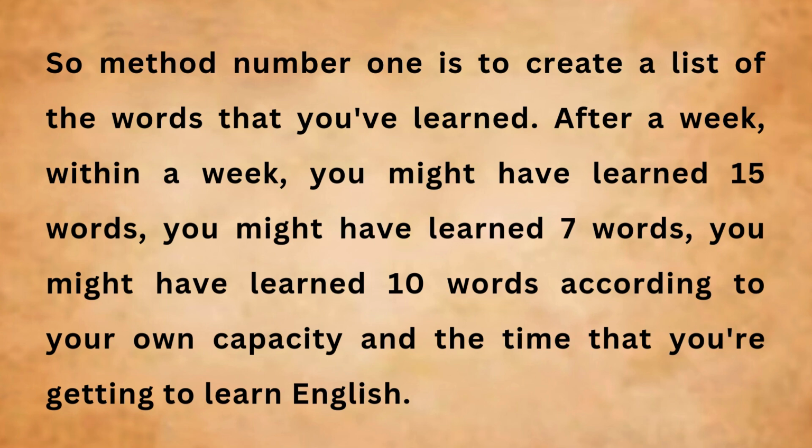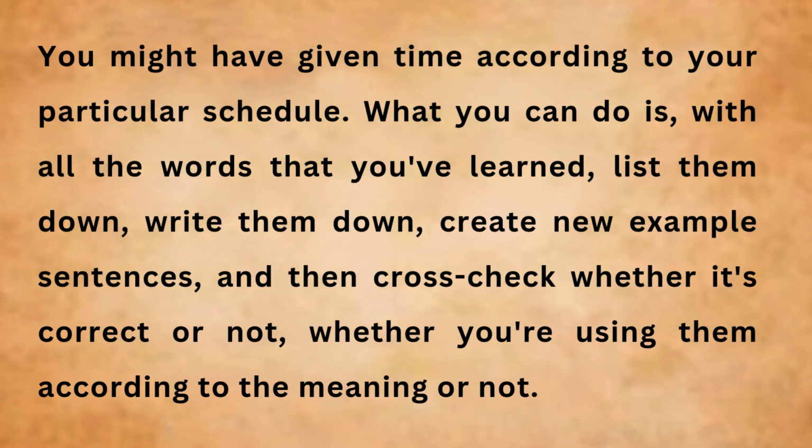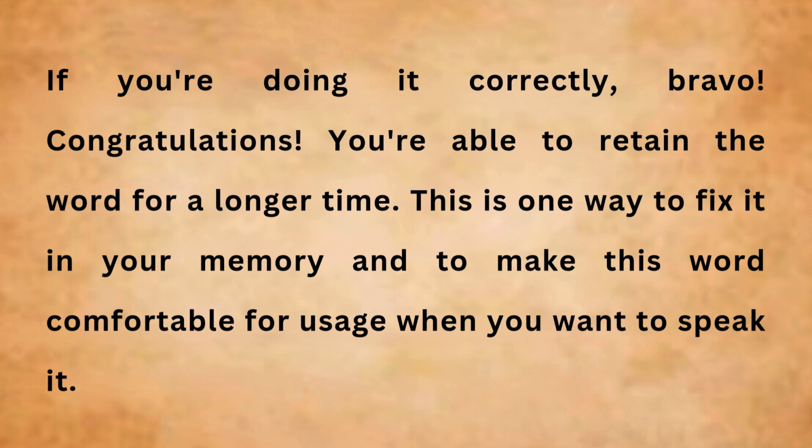Within a week, you might have learned 15 words. You might have learned 7 words. You might have learned 10 words according to your own capacity and the time that you're getting to learn English. You might have given time according to your particular schedule. What you can do is, with all the words that you've learned, list them down, write them down, create new example sentences, and then cross-check whether you're using them according to the meaning or not. If you're doing it correctly, bravo! Congratulations! You're able to retain the word for a longer time.